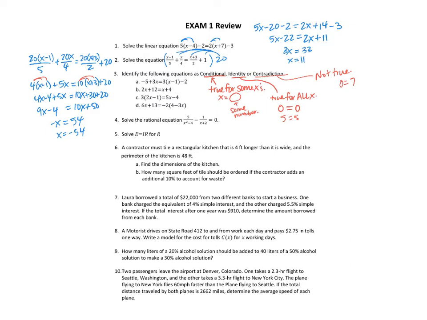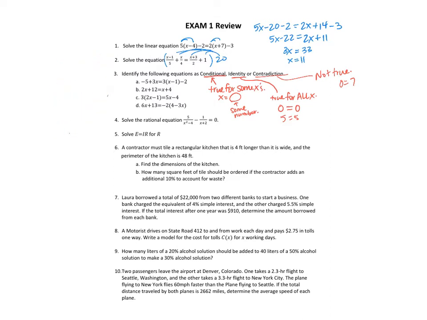So let's see what we get here. Let's start with the first one. I'll make some space over here. So the first one, we have negative 5 plus 3x is equal to, I'm going to go ahead and distribute that, 3x minus 3 minus 2. And so I get negative 5 plus 3x is equal to 3x minus 5. I can see that that's true. That's a true statement for all x. So A is an identity.